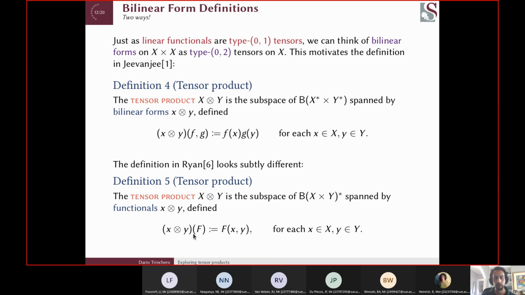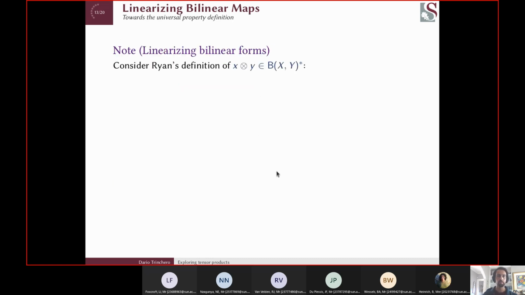So take a representative bilinear form F, and we need to get back a complex number. Well, we can just act F on X and Y. Okay, cool. So we have two definitions. I like the second one more, the one of Ryan. So let's stick with that one and see if we can work back towards the other one. So in order to do that, we come, first of all, via the results, which I've called linearizing bilinear maps. And this is actually one of the most important facts of this whole talk that I'll reiterate as we get to the end. So consider Ryan's definition, where a tensor is a linear functional acting on bilinear forms.